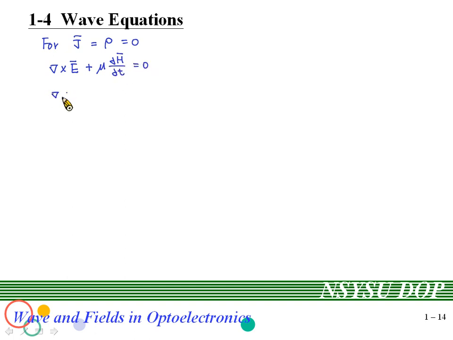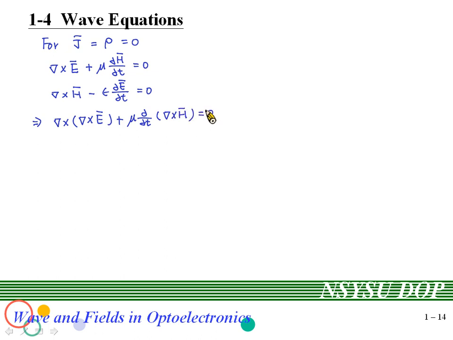And curl H minus epsilon partial E over partial t is 0. And we start from curl E. For this equation, we perform the curl operation again. So we will have curl curl E plus mu partial over partial t curl H is 0.